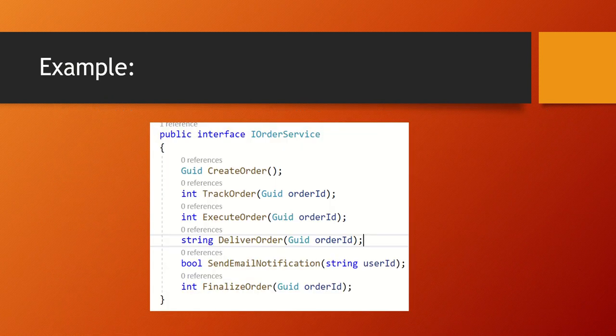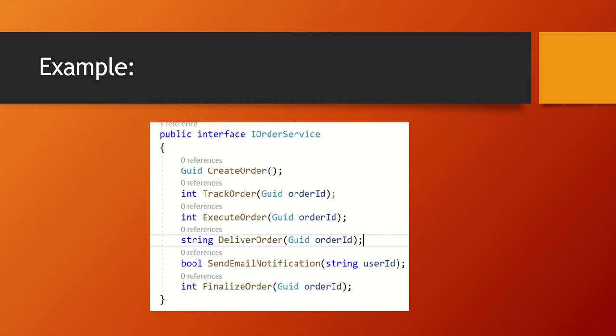So I'd like to take one example now. I have created one order service, or you can say food order service itself. This is the IOrderService contract I have created. Now, what are the various steps involved in a food order? Basically, first of all, we create the order, and then we execute the order, we track the order, we deliver the order, we send email notification for the order that we had created on various statuses or stages of that order, and then we finalize the order.